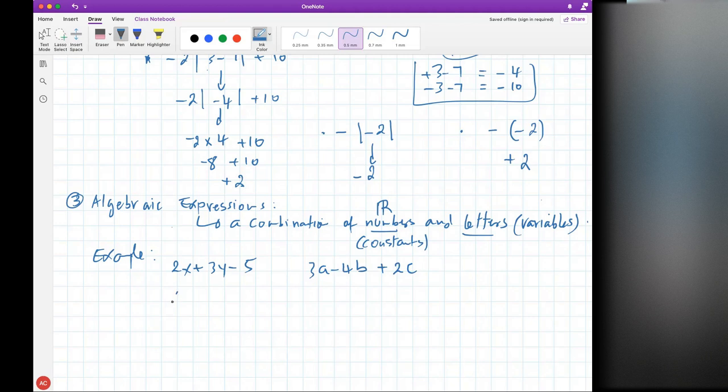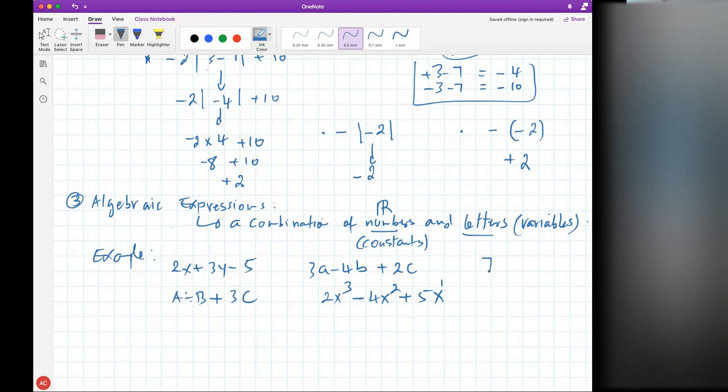Maybe a divided by b plus 3c. It could be the same variable repeated multiple times. For example, 2x to the third minus 4x to the second plus 5x. It's the same variable, but the powers are different. Power is 3 here, power is 2. What's the power of this variable, by the way? It's x. 1. That's right, that's 1. It's invisible.